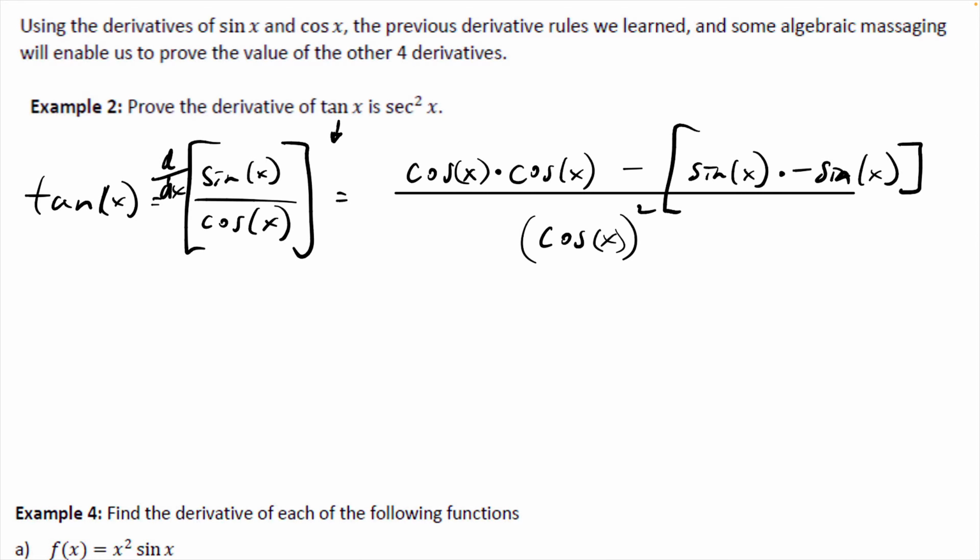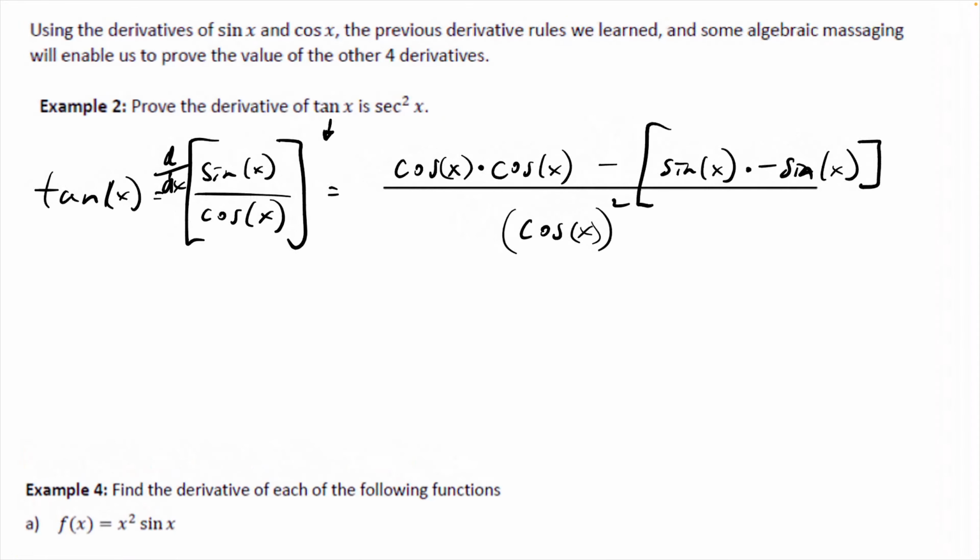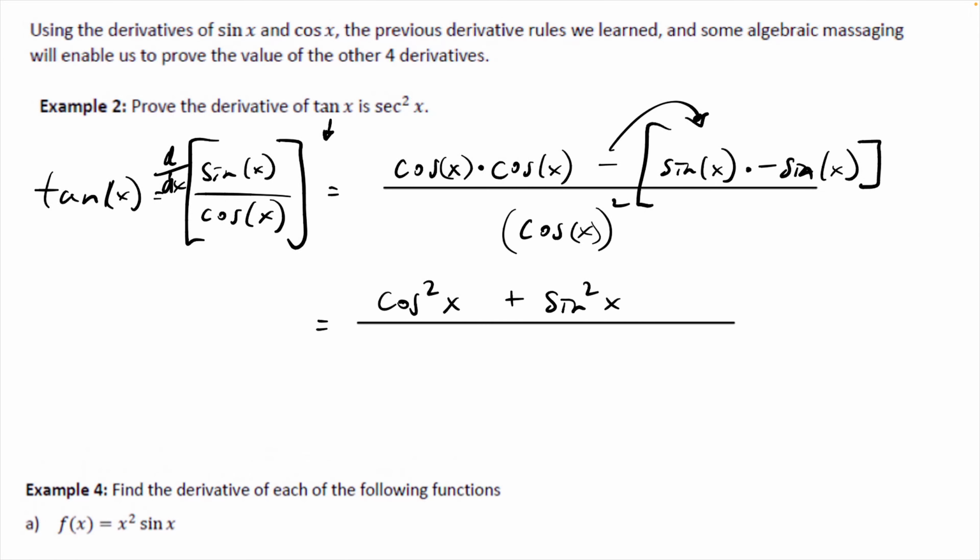Okay, so let's simplify this. Cosine squared of x, because cosine times cosine is cosine squared of x, right? Minus, and then negative sine times negative is positive, right? Because when I distribute this negative, it's going to be positive. Sine squared of x, right? Over cosine squared of x.